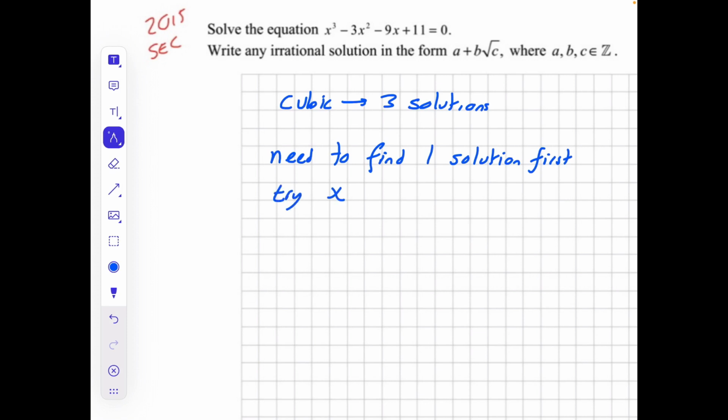first. Now, when they don't tell you any, so we're going to try, let's try x equal to 0, x equal to 1. You could try x equal to minus 1. So their first solution, if they don't give you any, is going to be a nice number. Okay, so I'm going to try 0 everywhere.